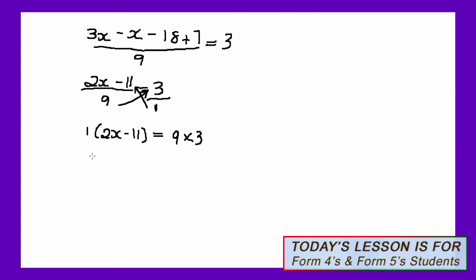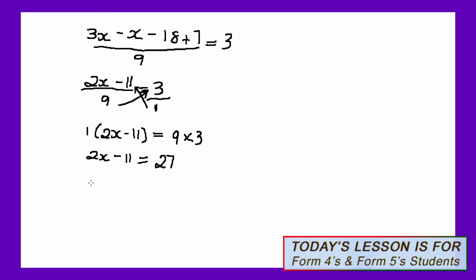So, distributive law again. 1 by 2x is 2x. 1 by negative 11 is negative 11. And that is equal to 9 by 3, which is 27. Great. So we need to solve for x. So who goes first? Is it the 2 or the negative 11? The negative 11 goes first.